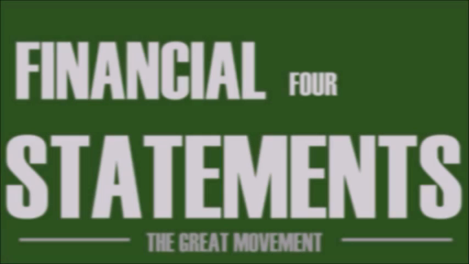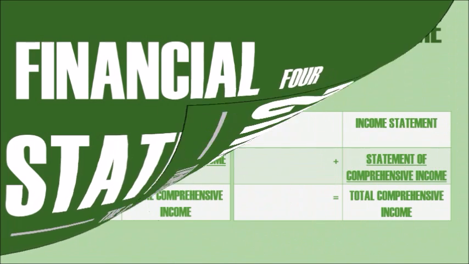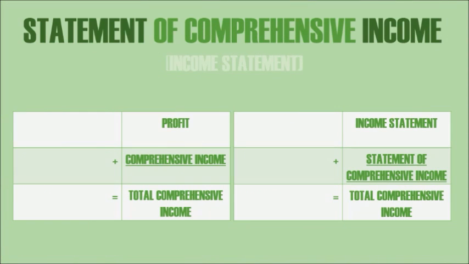The 4 financial statements of summarized accounting data. The first statement we will look at is the statement of comprehensive income. This looks at profit and the addition of comprehensive income, which would equal total comprehensive income.